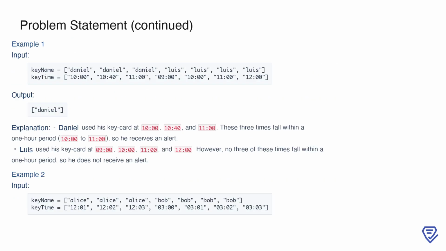Let's consider the first example. The input consists of two lists, keyname and keytime. Here, the records show that Daniel used his keycard at 10:00, 10:40, and 11:00. These 3 times fall within a 1-hour period, so Daniel receives an alert. On the other hand, Luis used his keycard at 09:00, 10:00, 11:00, and 12:00. While Luis used his keycard multiple times, there isn't any group of 3 usages that fall within a 1-hour window. Therefore, Luis does not receive an alert. The output for this example is a list containing just Daniel.